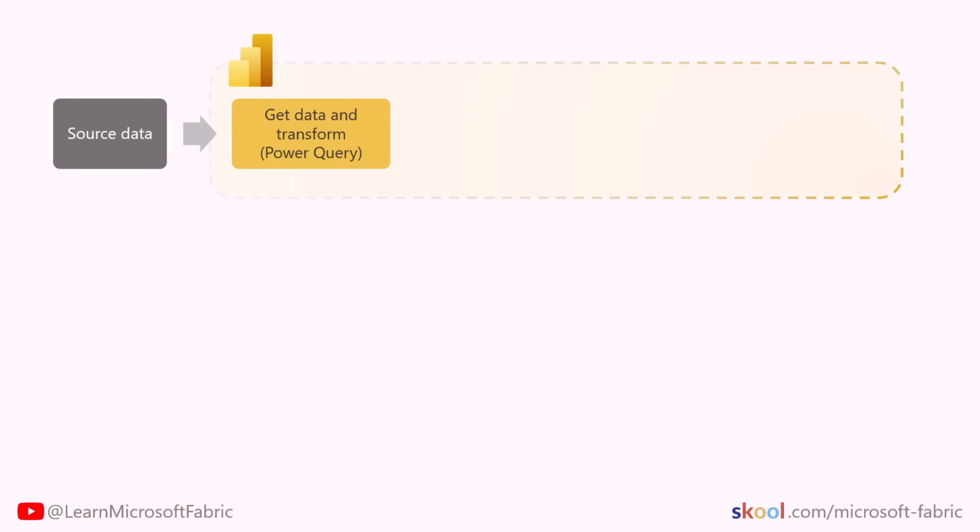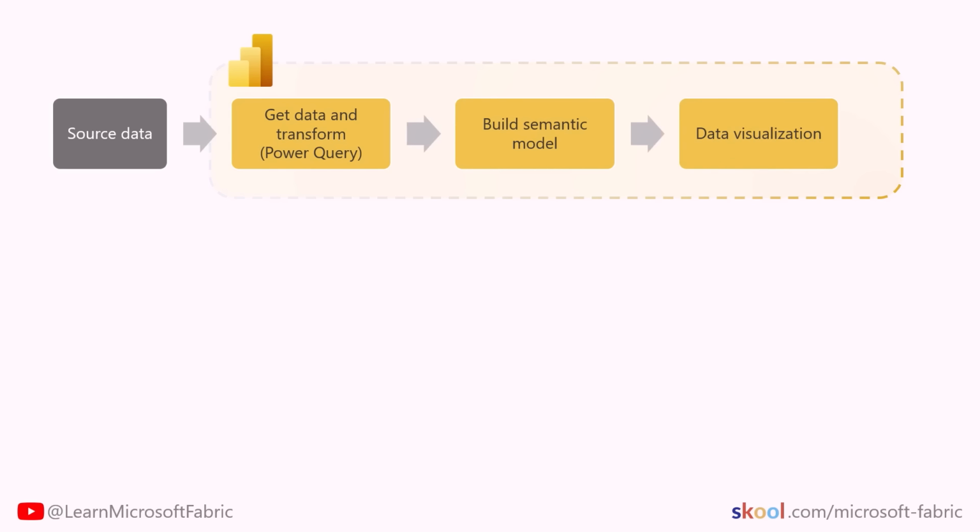Now, I just want to start with a bit of a recap of what we're trying to achieve here. So if you're coming from a Power BI background, this is the kind of workflow that you're probably working to currently. So you've got some source data, then you're going to be using Power Query, probably in Power BI Desktop. You're going to be connecting to different sources of data and transforming them, then building your semantic model, creating your data visualizations on top of that, and then publishing your report.